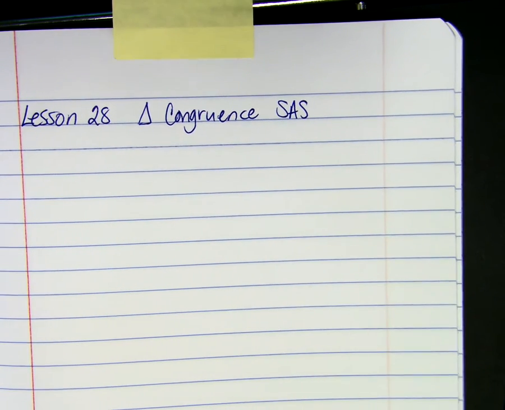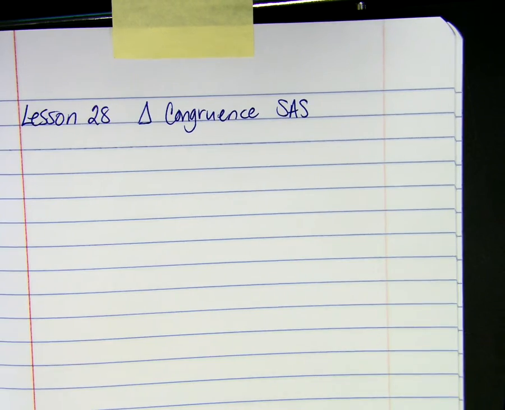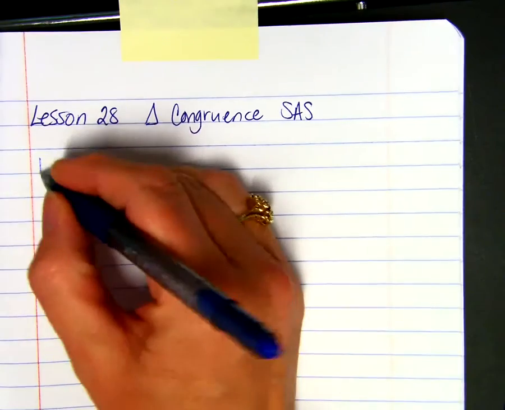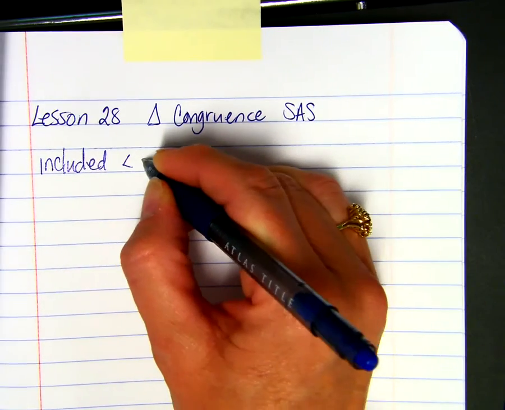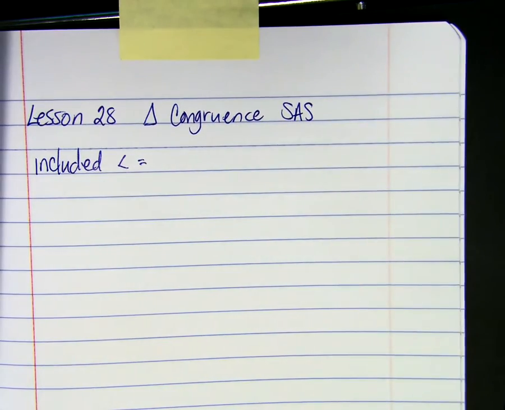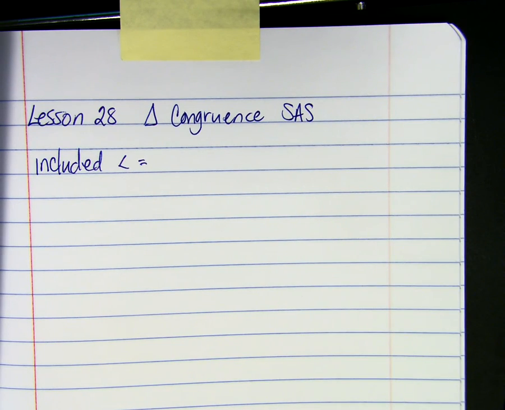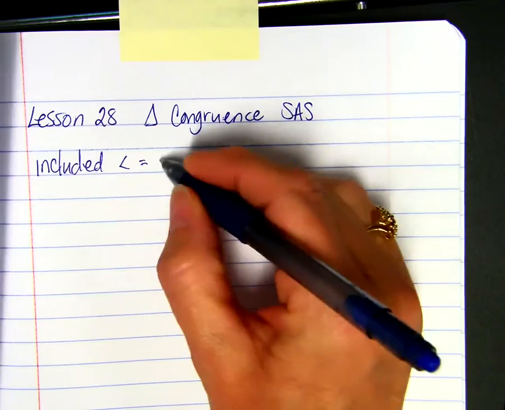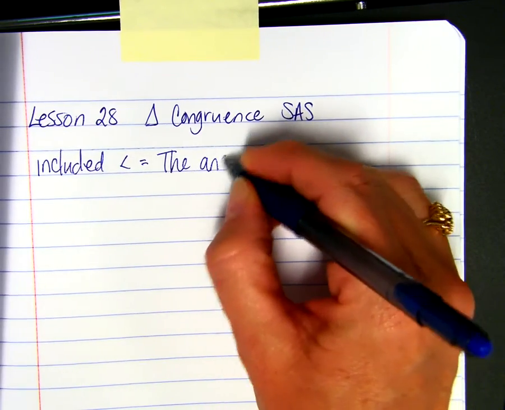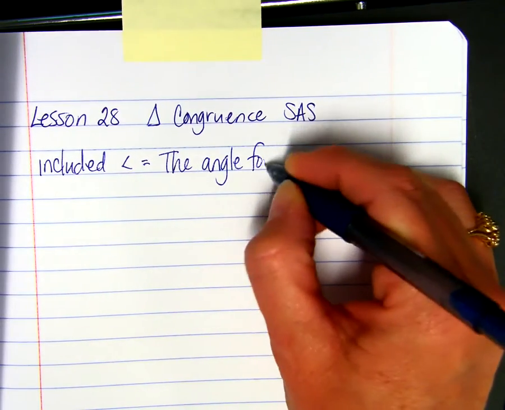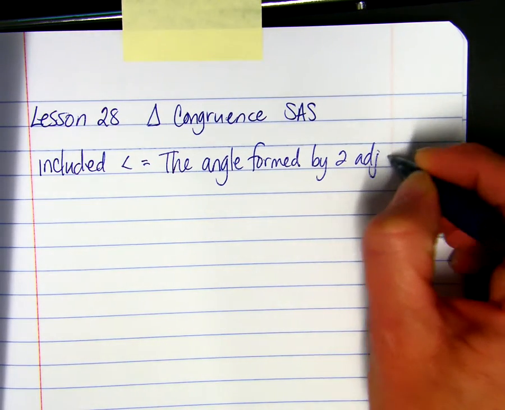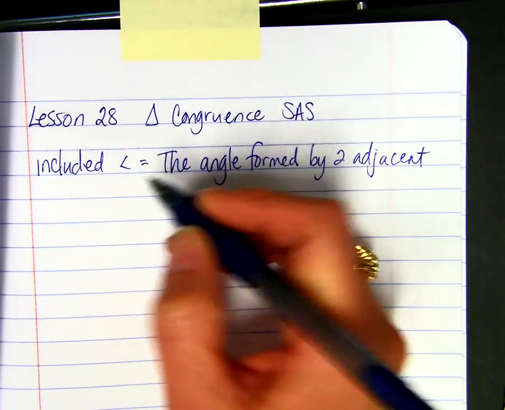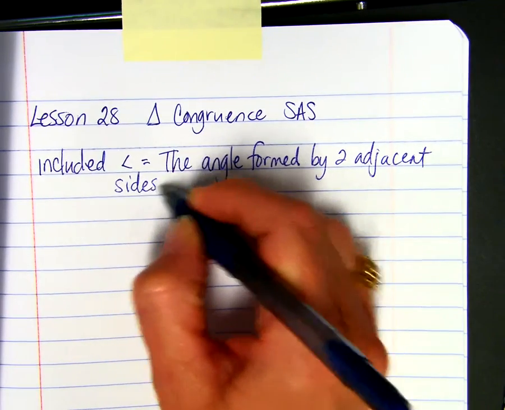The first one is what's called an included angle. An included angle is an angle that is between two sides of a polygon. So it's the angle formed by two adjacent sides of a polygon.